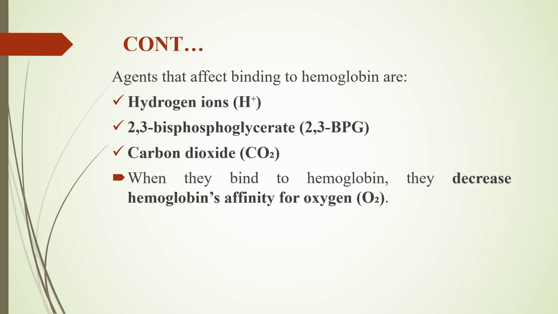Then the agents that affect the binding of the hemoglobin. First one is the hydrogen ion. When hydrogen ions are increased, then there will be a decrease in the pH. Decrease means कि जो condition होगी that will be acidic. So hemoglobin will release the oxygen more easily. In this way, it will decrease the hemoglobin affinity for the oxygen, and this is called the Bohr effect.